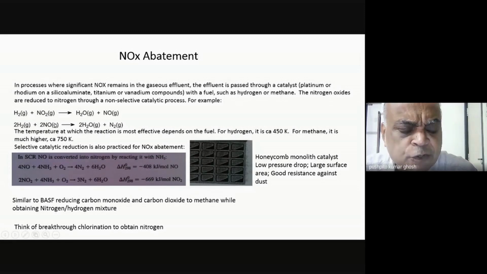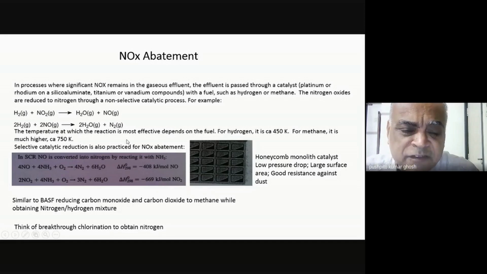Presumably because hydrogen can also react with other things and form other kinds of compounds. So probably the terminology of selective and non-selective comes from that. But the sum and substance is that's what is done. It's converted into nitrogen before venting out, and because this reaction needs a high temperature, the tail gases need to be heated up. So you take advantage of the process heat and heat up the tail gases.